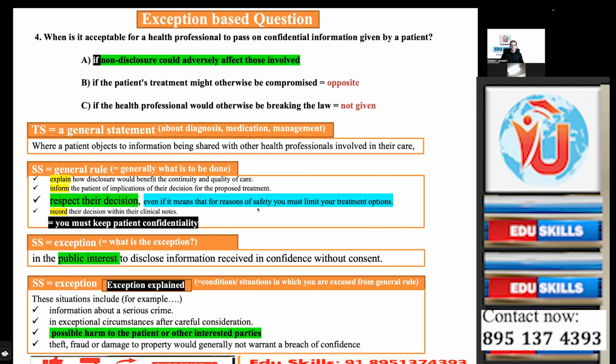This is the opposite of what is given here. See, even if it means that for reasons of safety, you must limit your treatment options, you must respect their decision, means you have to keep confidentiality. So this is the opposite of this. If the health professional would otherwise be breaking the law: not given. The text doesn't say anything about the health professional breaking a law. It's only about the rule of confidentiality. See B, if the patient's treatment might otherwise be compromised: this, even if it means that for reasons of safety you must limit your treatment options, is the paraphrasing of option B.